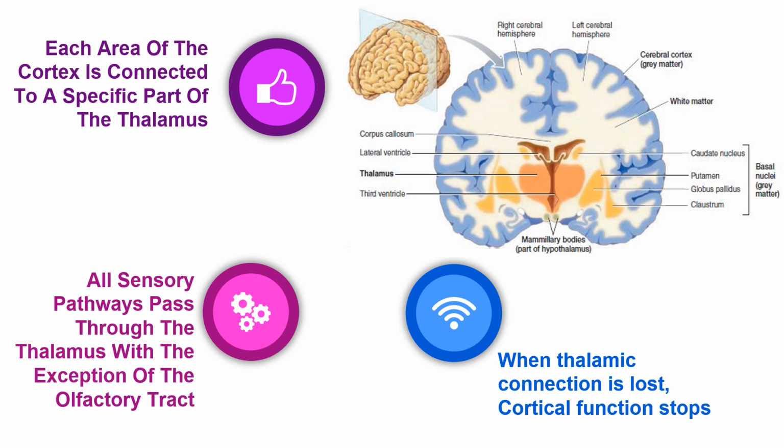So when the thalamus is affected, the cortical function will stop immediately. When the thalamic connection is lost, the cortical function stops there. So that is the importance of the thalamus in the cerebral cortex.